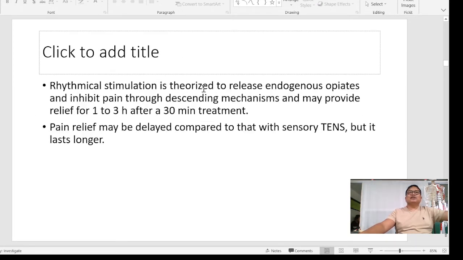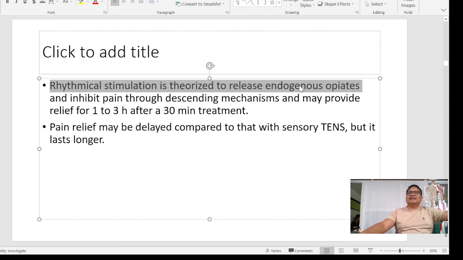So, rhythmical stimulation is theorized to release endogenous opiates. This time, the cells or the tissues that are injured are being stimulated to produce opiates and inhibit pain through a descending mechanism, and may provide relief for 1 to 3 hours after a 30-minute treatment. These opiate substances in the tissue are long lasting.